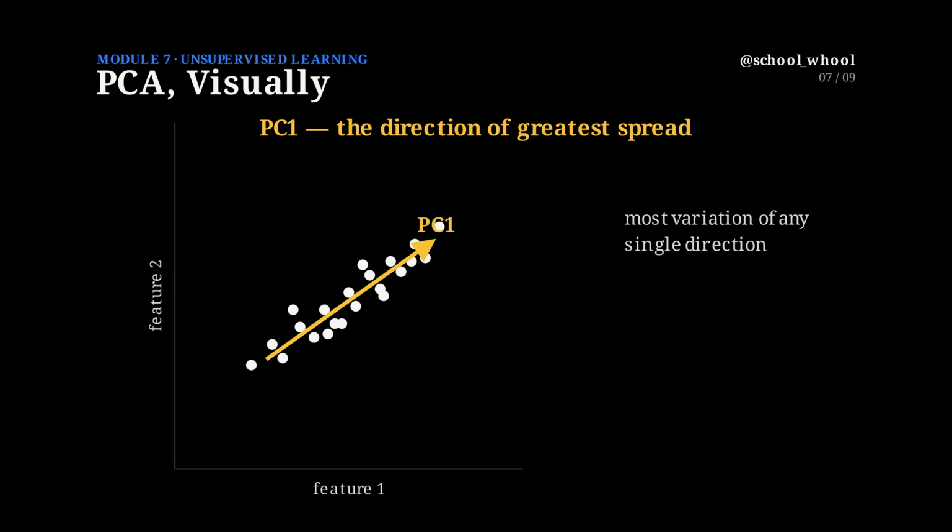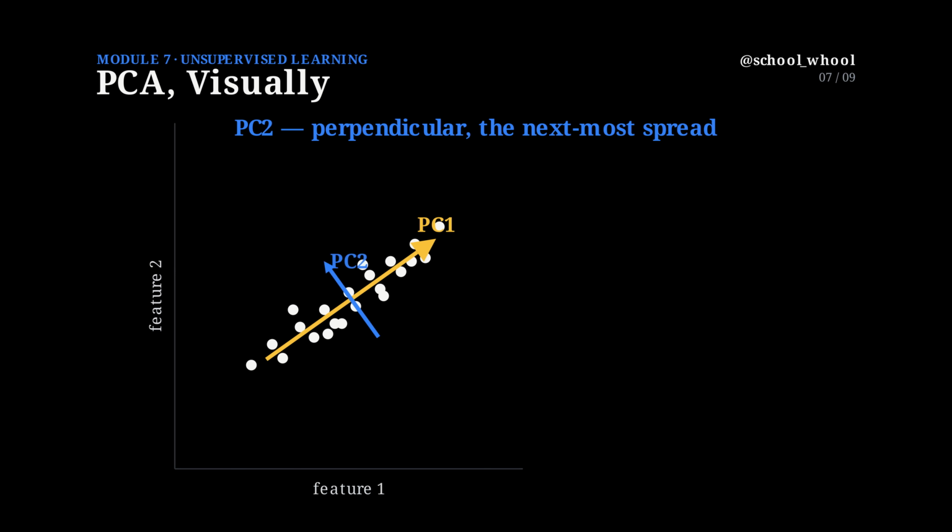It captures more of the variation than any other single direction. The second principal component, PC2, is the direction of the next most spread, with one rule. It must be perpendicular to the first. Here, that's the short axis across the cloud. Together, PC1 and PC2 are a fresh pair of axes, custom-built to match the shape of this data.